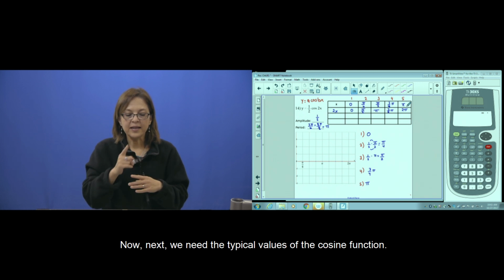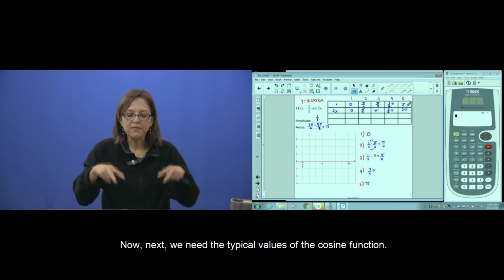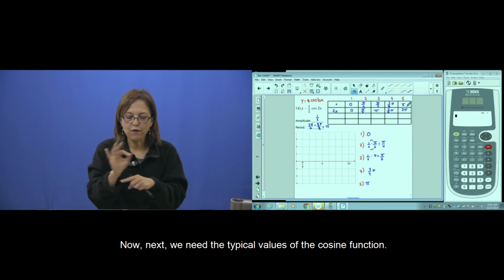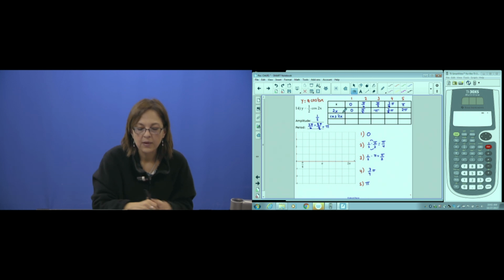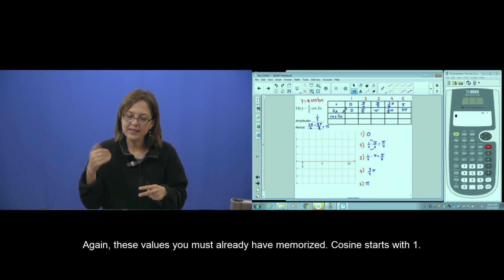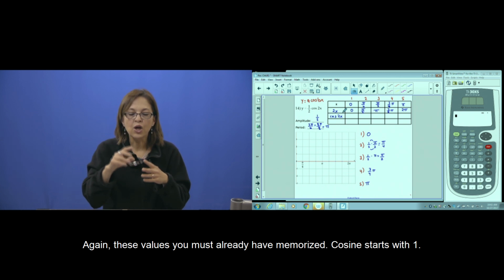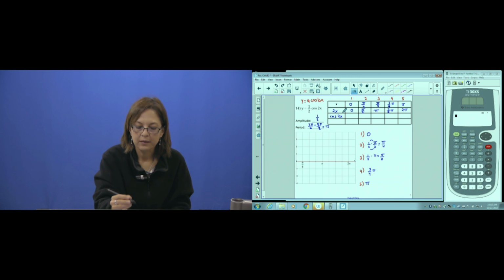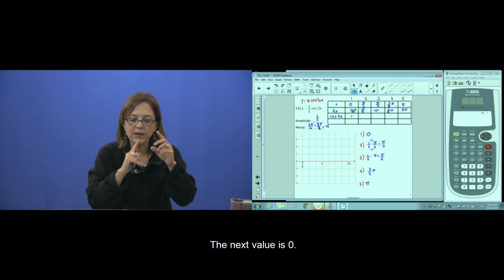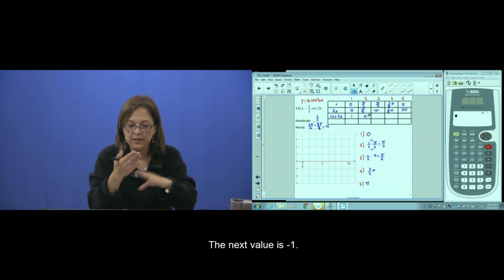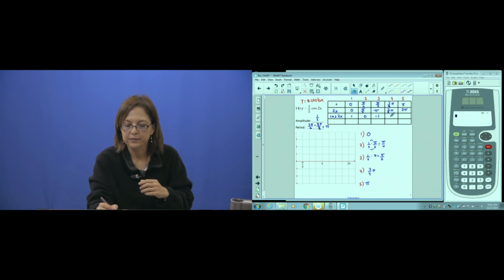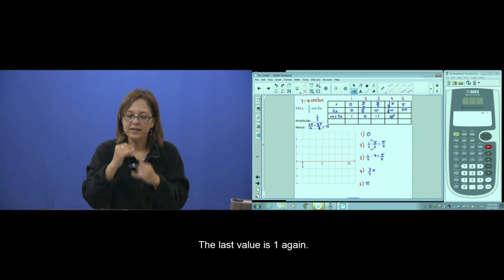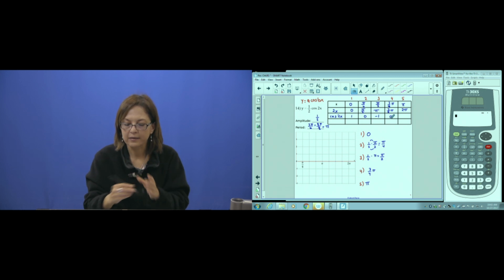Now the next is you need the typical values of the cosine function. Again, this value you must have already memorized. Cosine starts with 1. The next value is 0. The next -1. The next 0. And the last is 1 again.